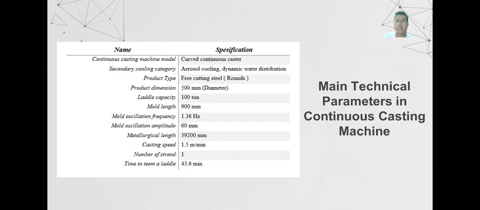Metallurgical length is 39,200 millimeter. Casting speed is 1.5 meter per minute, and the number of strands is 1. And then the time to empty a ladle, assuming that timing stops at a level of 5% of molten metal in the ladle, is 43.6 minutes.